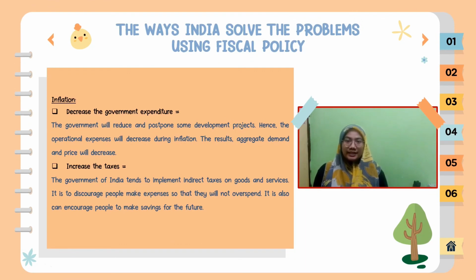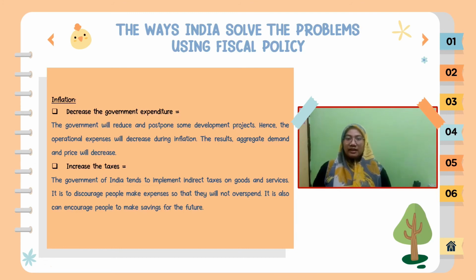Inflation: decrease government expenses. The government will reduce and postpone some development projects. Hence, operational expenses will decrease during inflation. The result: aggregate demand and prices will decrease.